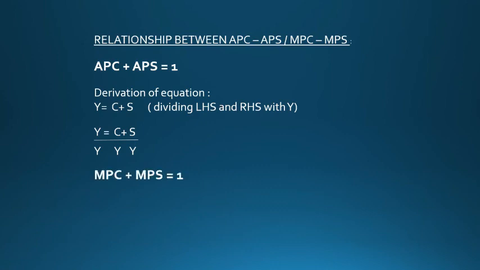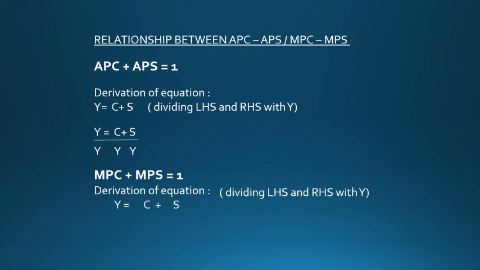Just like that, the relationship between MPC and MPS can also be studied. Here, MPC plus MPS will give you 1. So, deriving the equation of delta Y is equal to delta C plus delta S. That means change in income is equal to change in consumption plus change in savings. Now, dividing the LHS and RHS with delta Y, we'll find that delta Y cancels out, giving you 1, and delta C upon delta Y is MPC and delta S upon delta Y gives you MPS.